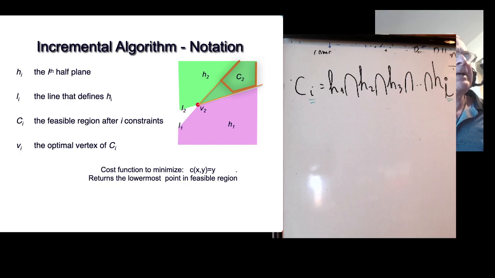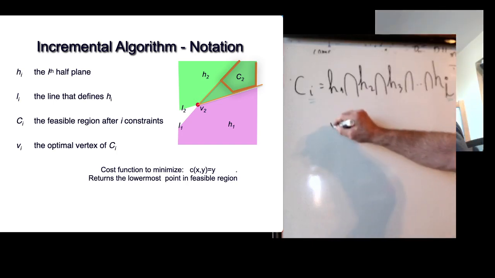So I can speak about Ci. Let's see a few examples. I will start by asking about edge 1 and edge 2. I only have edge 1 and edge 2. I always start with i equal to 2.